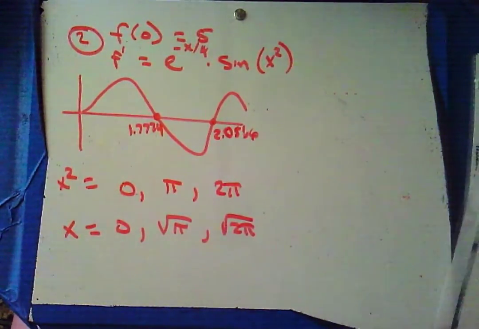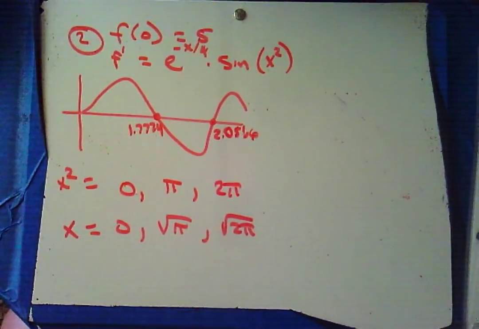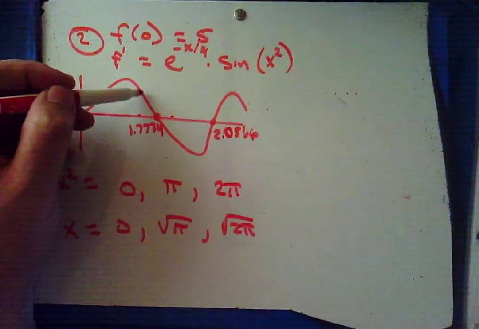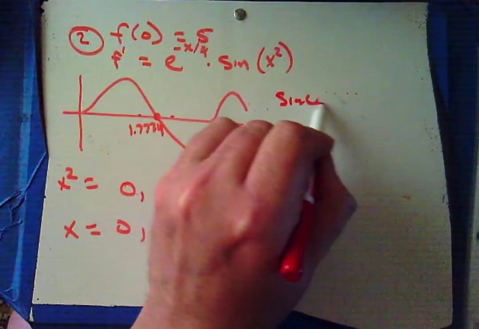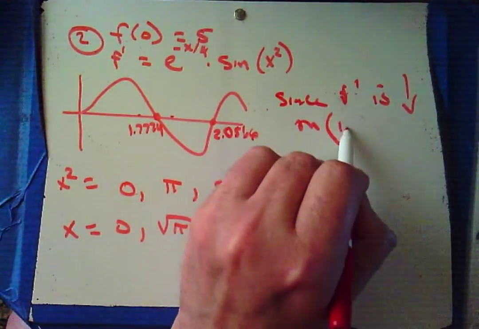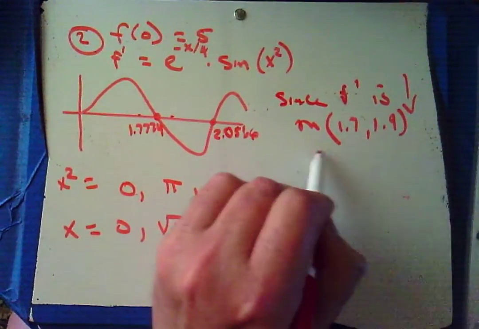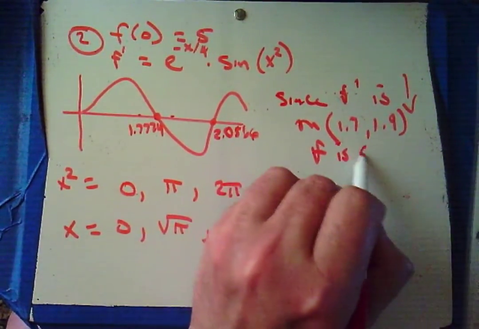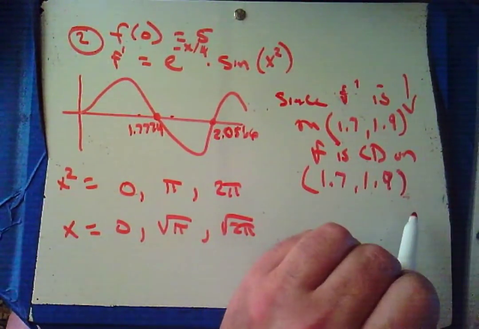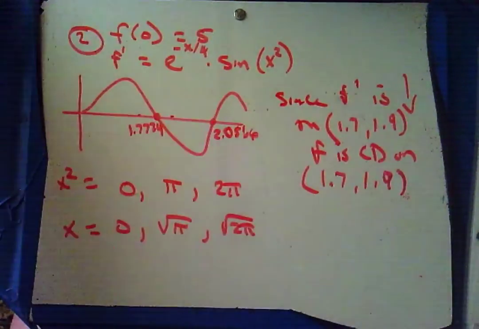Well, we know here in part A, use the graph of f prime to determine whether f is concave up, concave down, or neither on the interval from 1.7 to 1.9. Well, from 1.7 to 1.9, since f prime is decreasing on 1.7 to 1.9, f is concave down on 1.7 to 1.9. Good, that's part A. Part B.